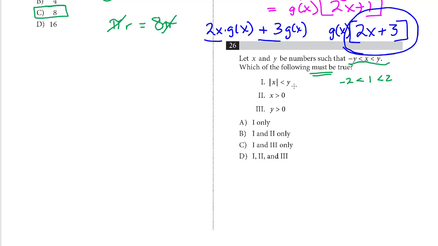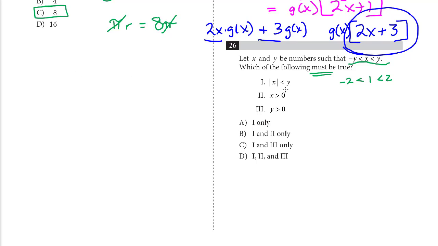To show it must be true, we have to show it's true in every case. Whereas if it's not true, we just need one counterexample. So it actually might be easier to prove them not true than true, which is kind of odd. But let's go ahead and see what we have.